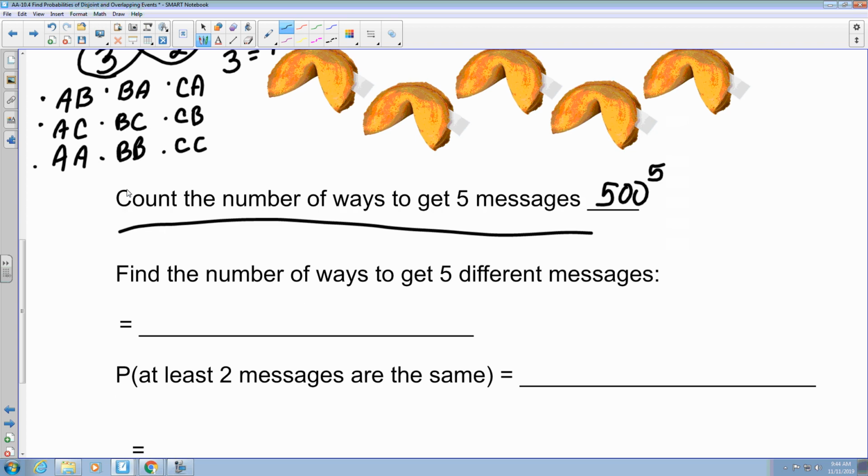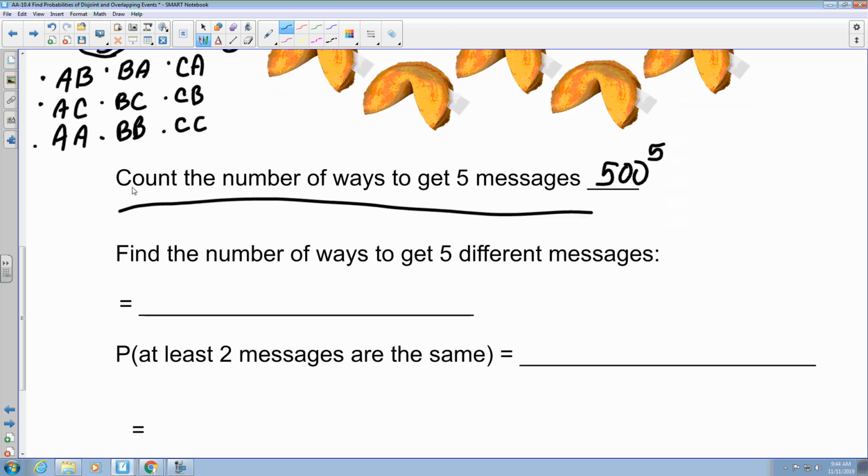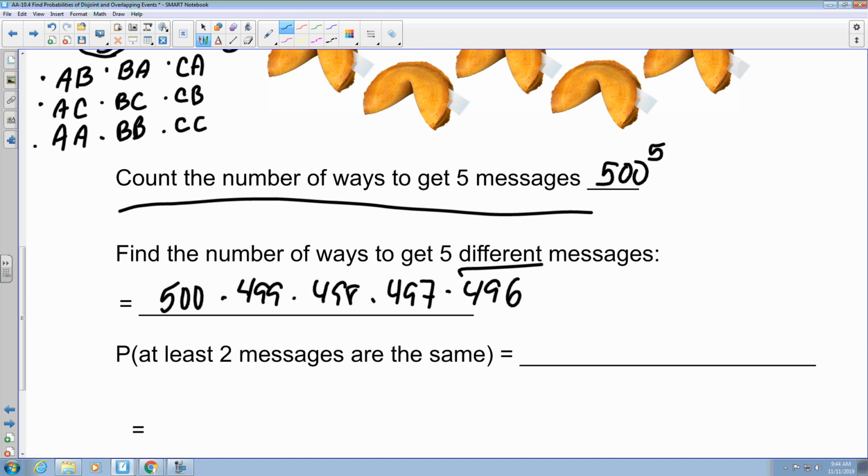So what we wanted to know is the number of ways to get five different messages. For the first message, you could have one of 500, times the second message. Now, if they're different, it's decreasing: 499, then 498, then 497, and now we've got 496. So that's how we can get five different messages. That's another really big number.